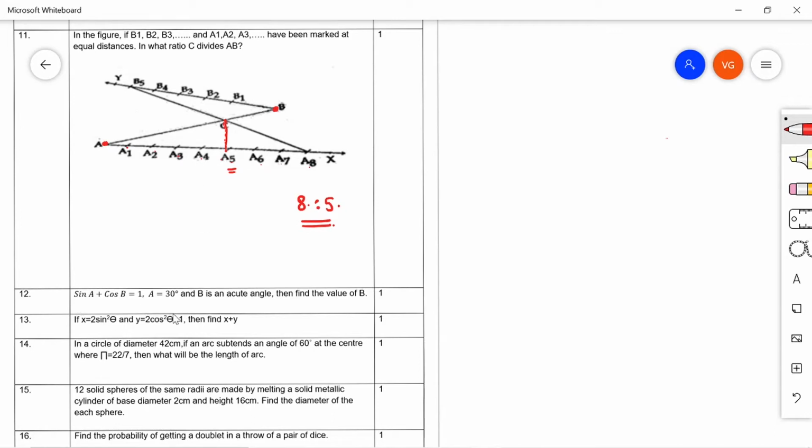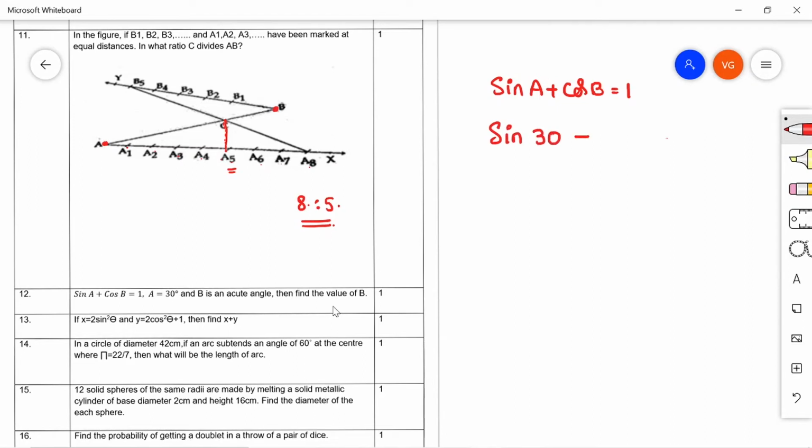Coming to question number 12. Sin A plus cos B is equal to 1. A is equal to 30 degrees and B is an acute angle. Then find the value of B. So you are given with sin A plus cos B is equal to 1, and A is equal to 30 degree, you need to find B. So write it down. This is based on trigonometric values.